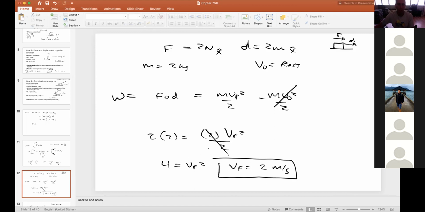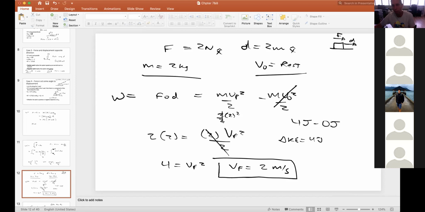So all I've done, I needed a mass and I needed to know what v naught was. All I did was apply a force of 2 newtons for 2 meters. What was my change in kinetic energy? Well, m is 2, so 2 over 2 times 2 squared is 4 joules, minus 0 joules because the initial term was 0. So my change in kinetic energy was 4 joules. My change in velocity was 2 meters per second.